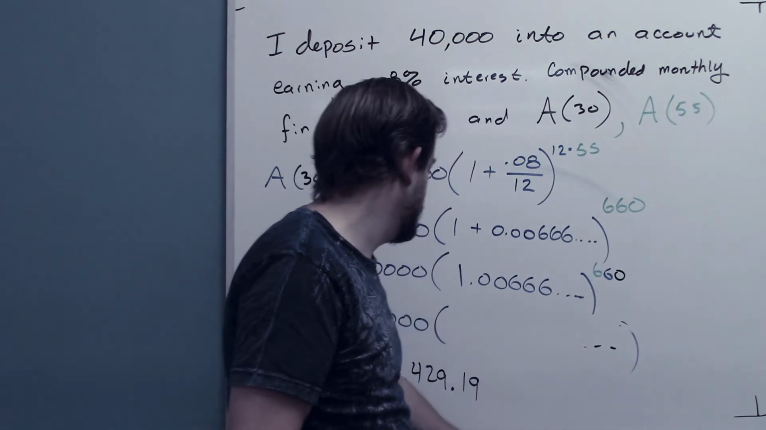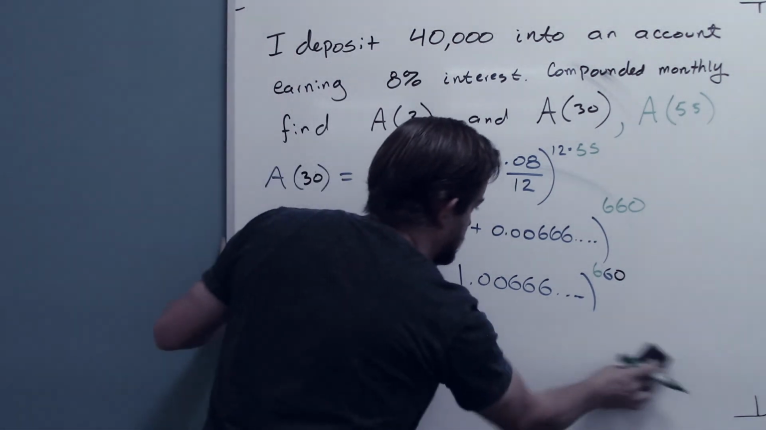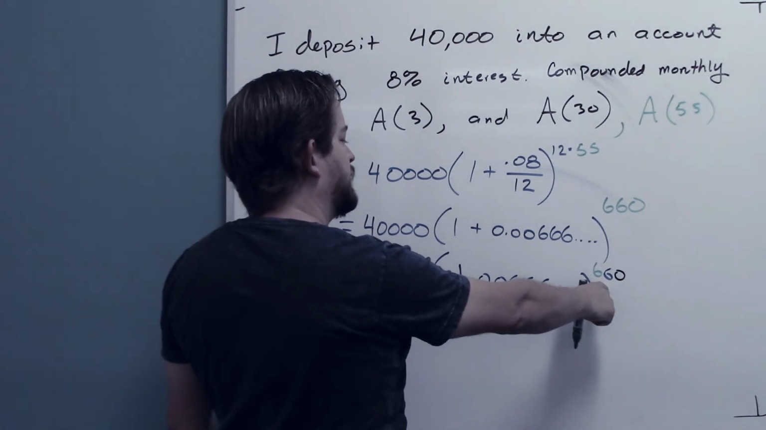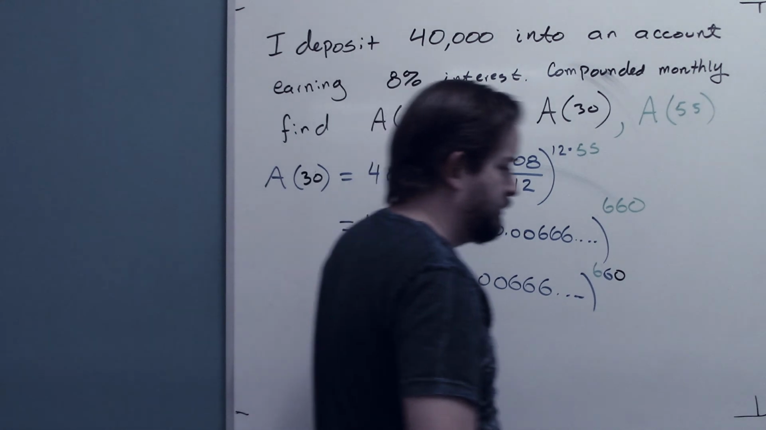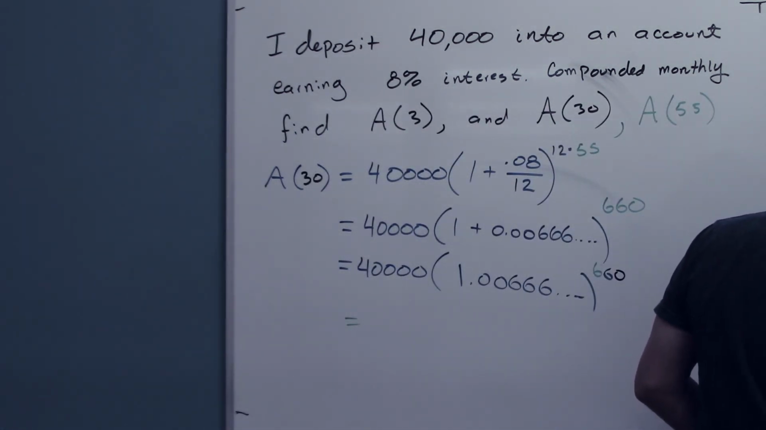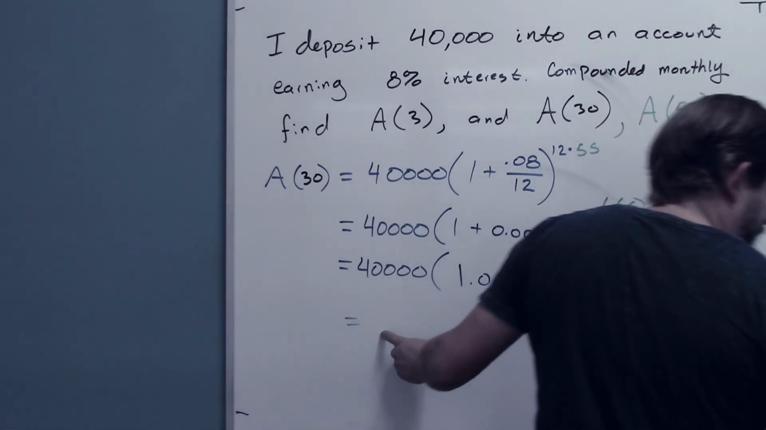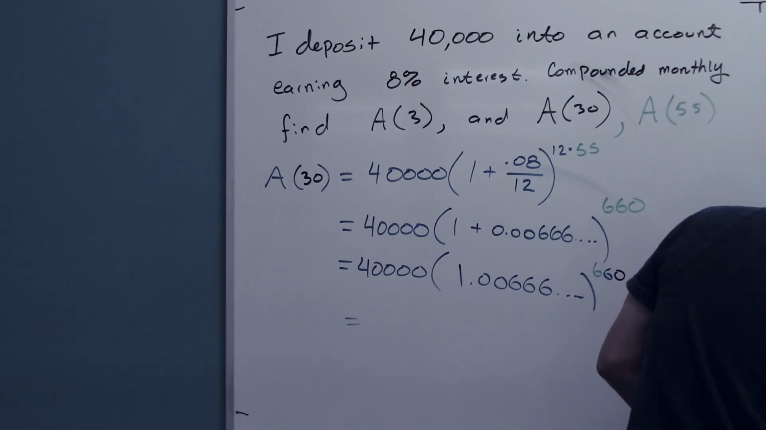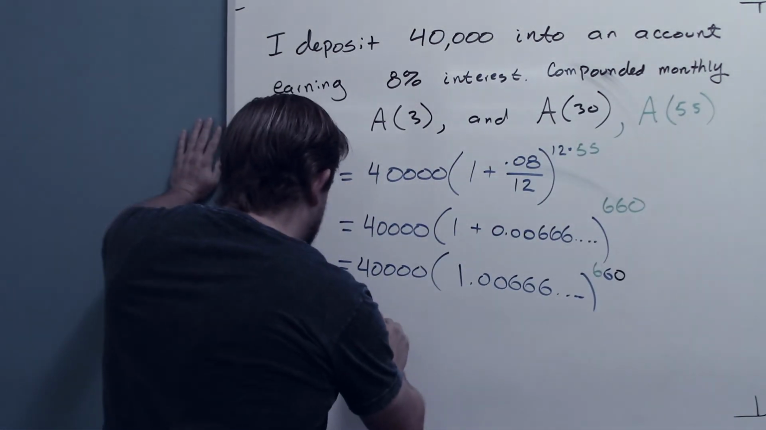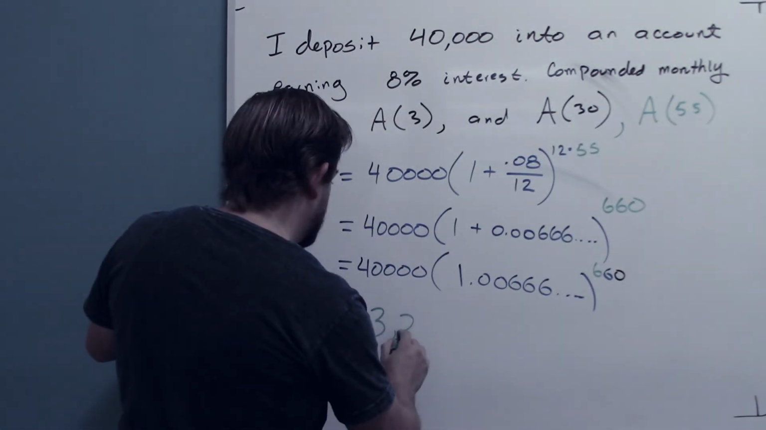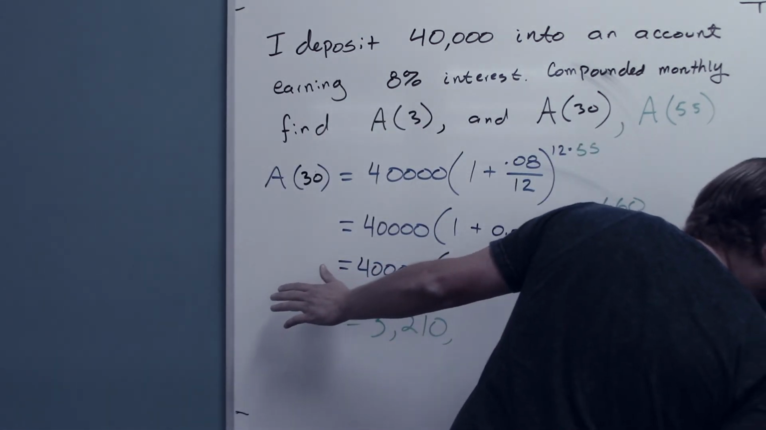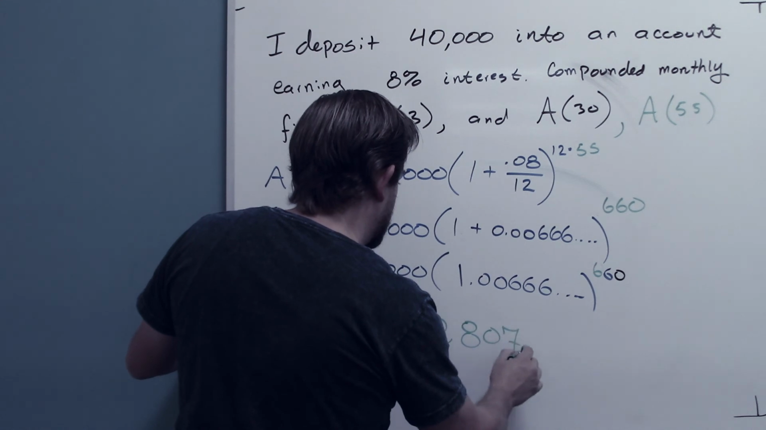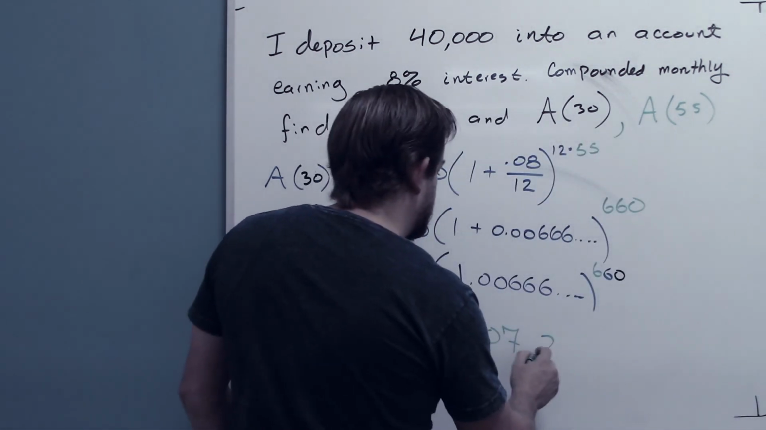Right. Changes this number. I'm just going to skip this step though. It doesn't really matter what that number is so much. But if I take this 1.00666 forever up to the 660 and then multiply it by my 40,000, what do I get? My child gets to retire on $3,210,807 and 20 cents. Right.